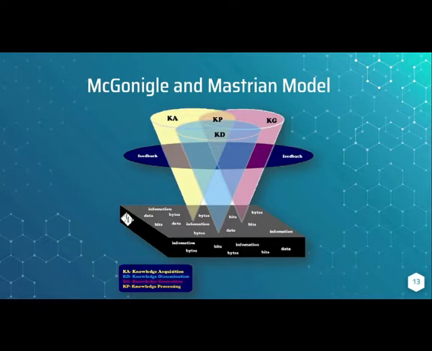Knowledge processing is represented by the intersections of these three cones. Circling and connecting all of the cones is feedback. The cones and feedback circle are dynamic in nature.